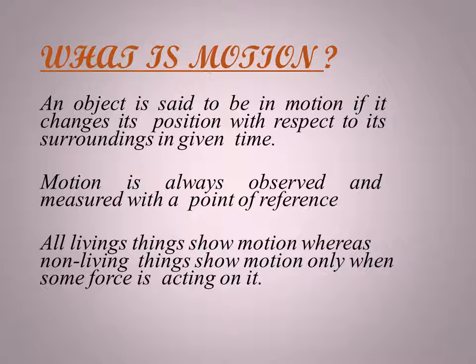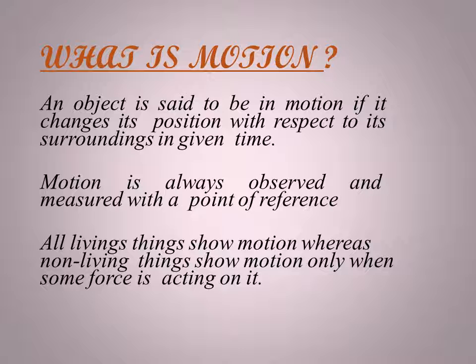For example, you are there, and your friend is there. You are still at a point somewhere, and your friend moves towards north, and after say 10 seconds your friend moves from that point to another point. That is called motion with respect to the initial position and time. So motion is always observed and measured with a point of reference.